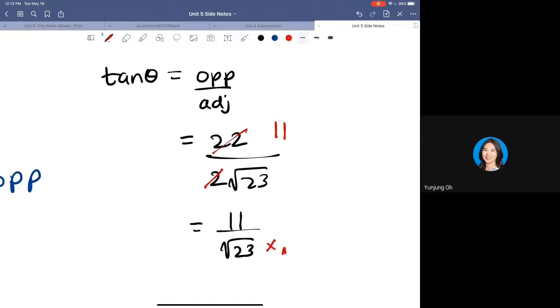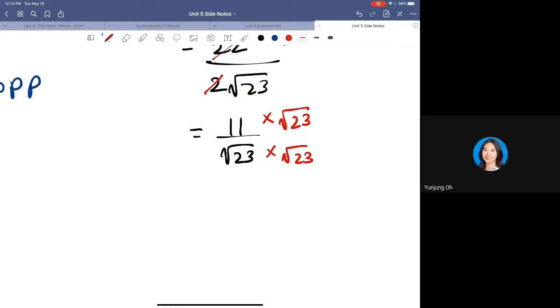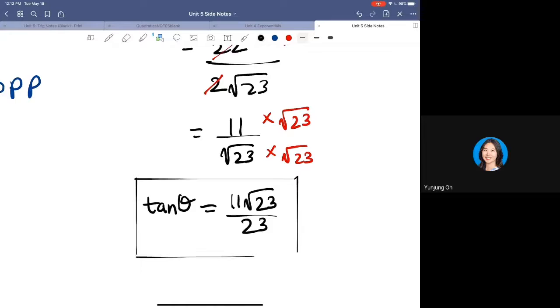I'm going to multiply the top and bottom by square root of 23, and you get 23 in the denominator, and you get 11 square root 23. So that's what I'm getting. And what does the solution say?